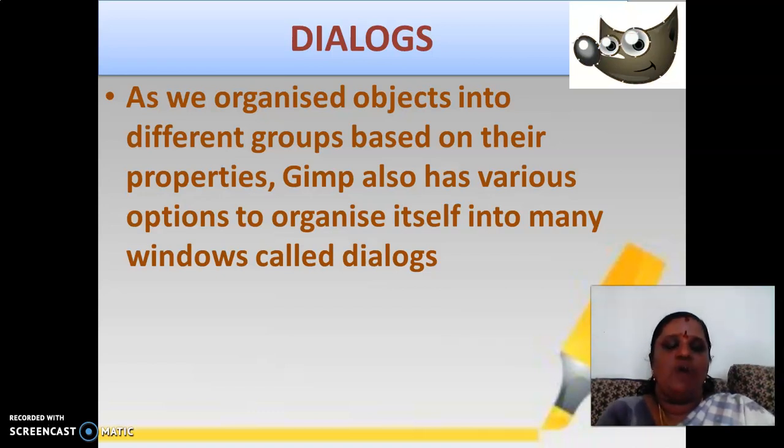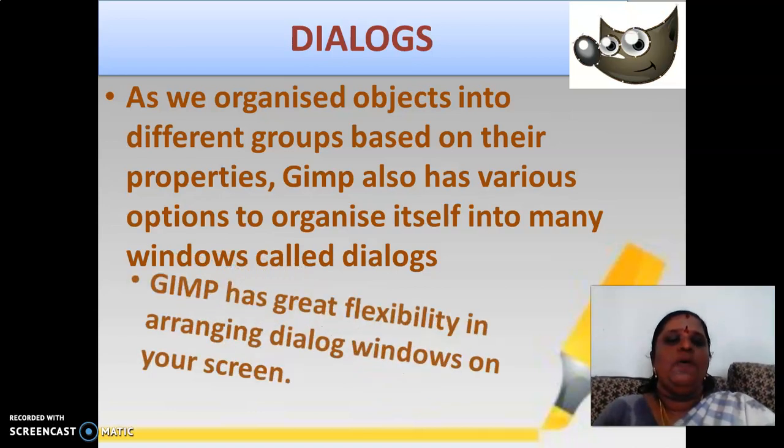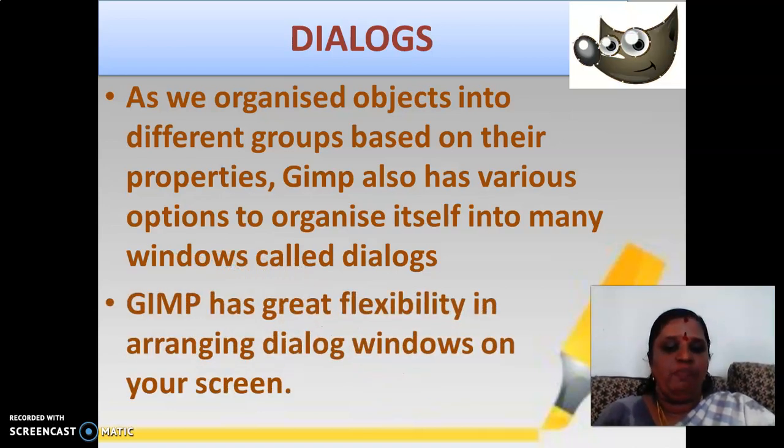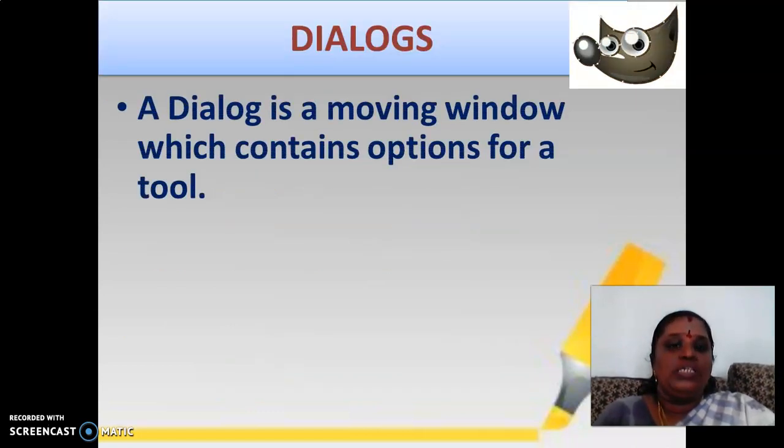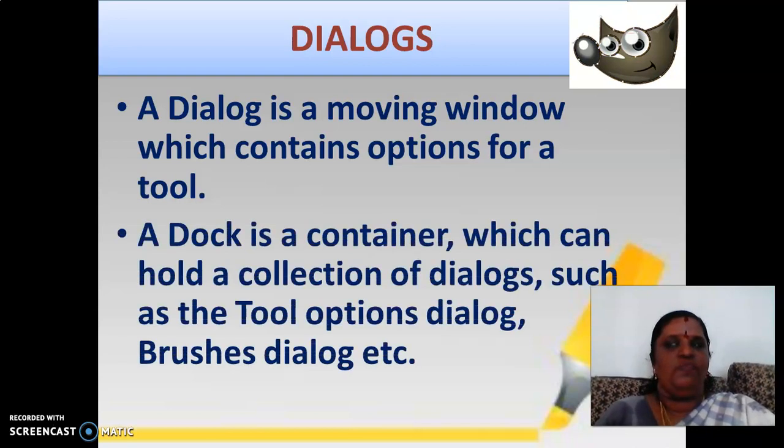So according to that, GIMP also has various options to organize itself into mini windows called dialogues. GIMP has great flexibility in arranging the dialogue windows on your screen. So a dialogue is a moving window which contains options for a tool.